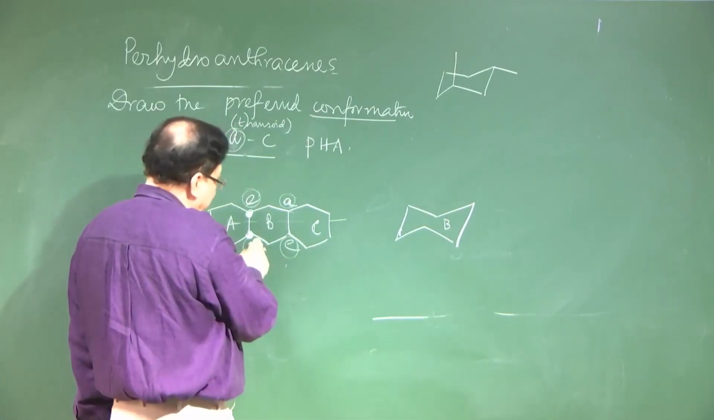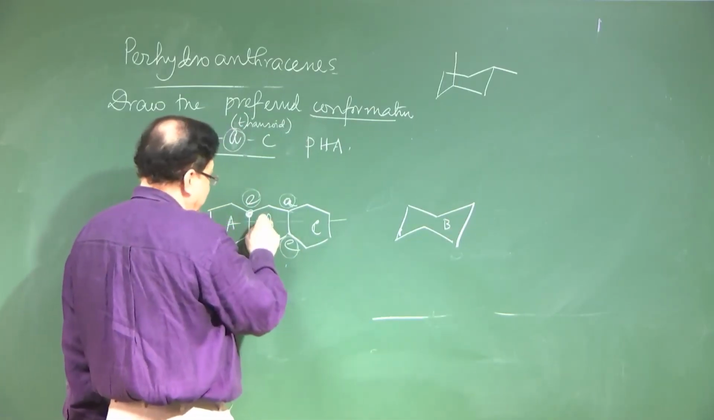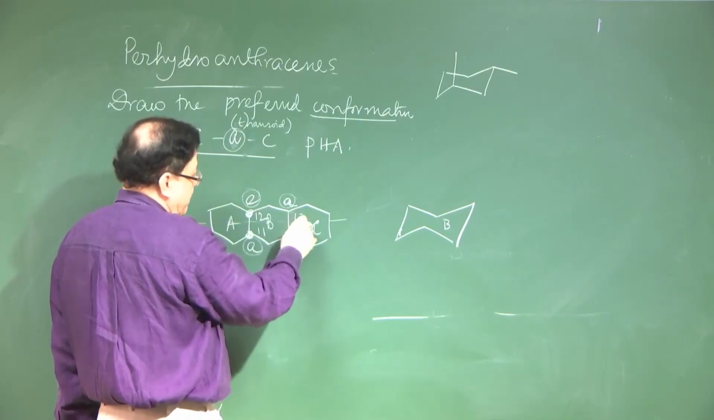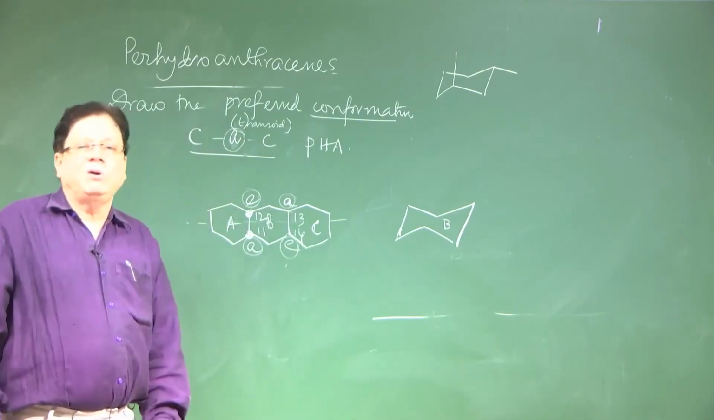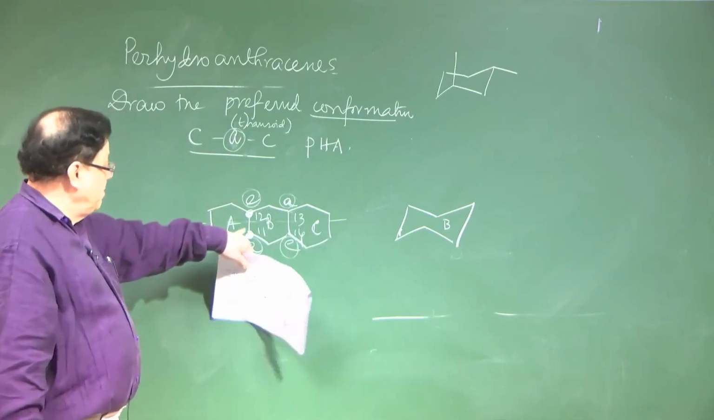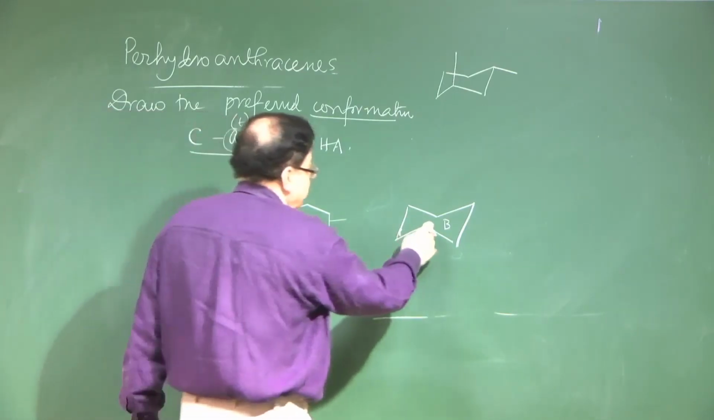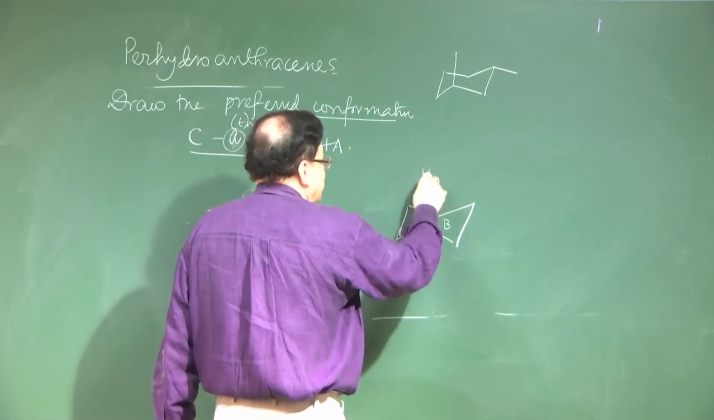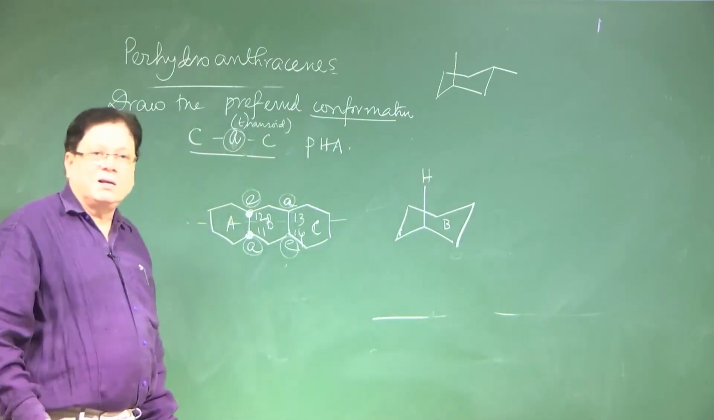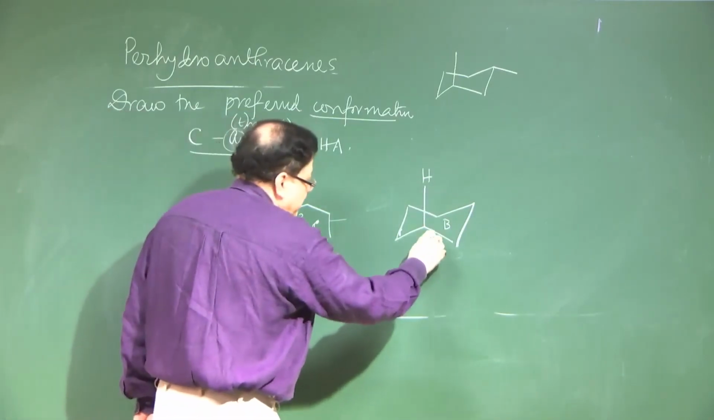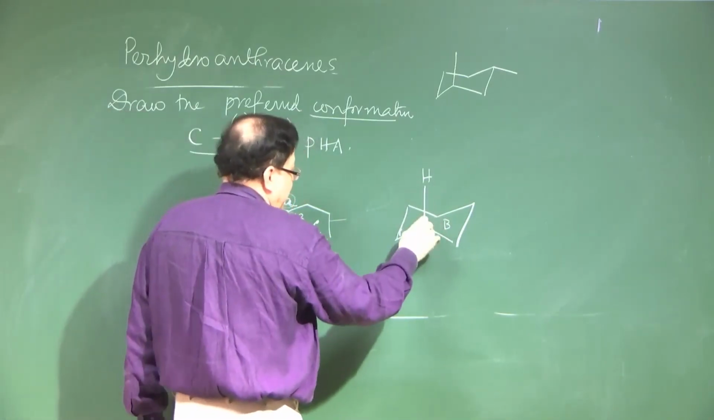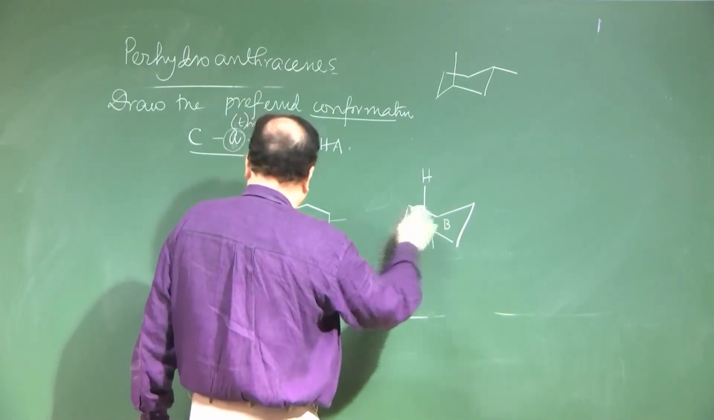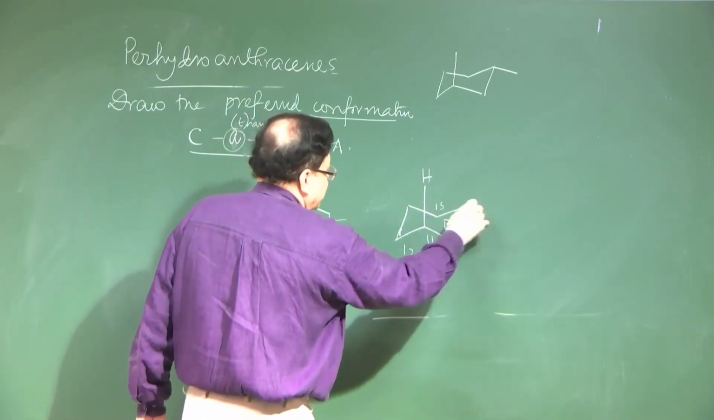The A ring hydrogen, the 11 hydrogen, this is 11, 12, 13 and this is 14. The 11 hydrogen is beta. So, you have to make it beta and it is axial. So, beta axial, that is your starting 11. Then 11, 12 and then 13 and 14.